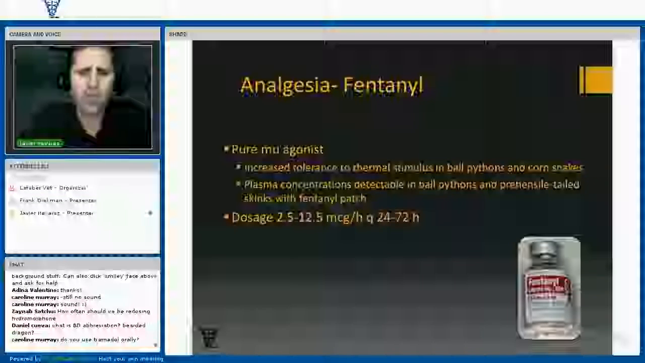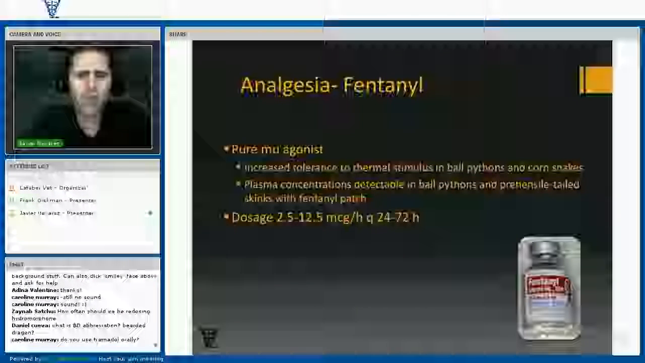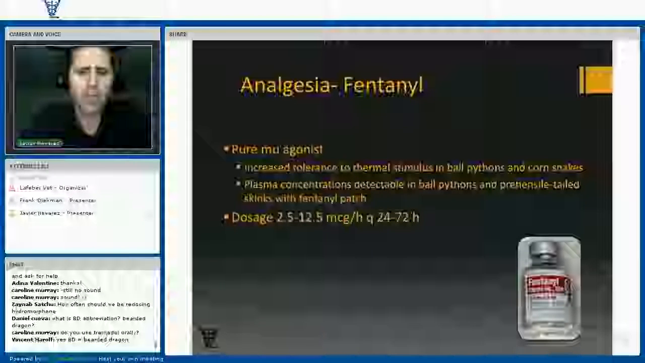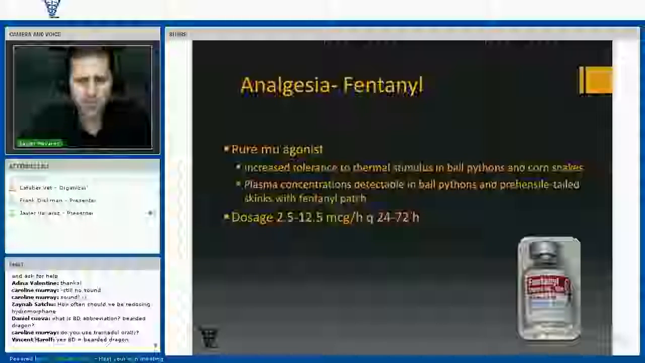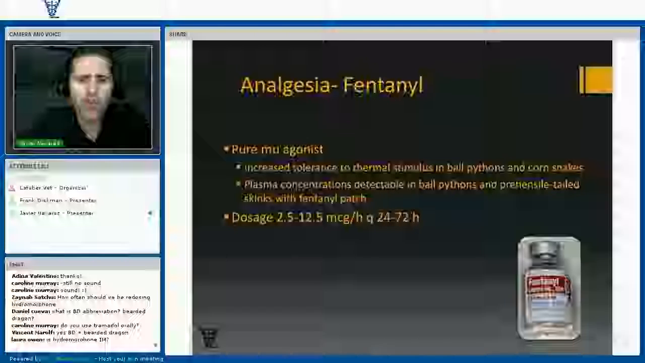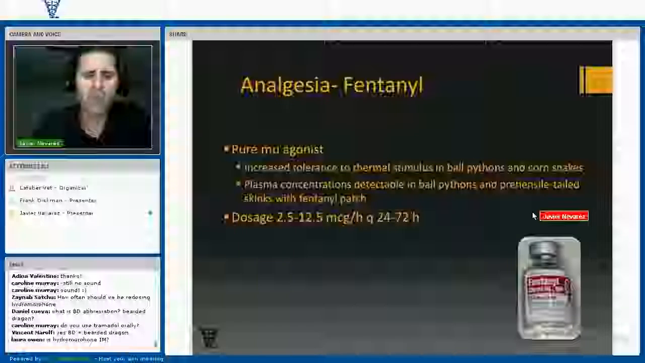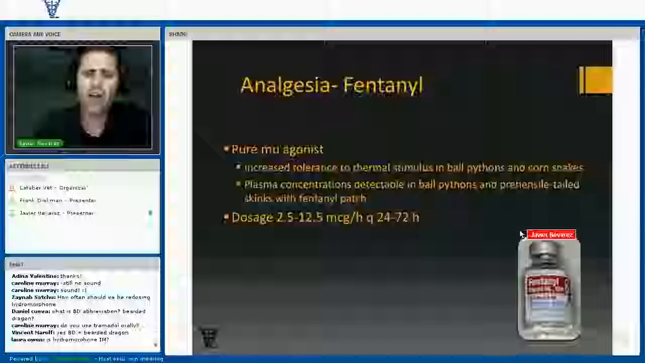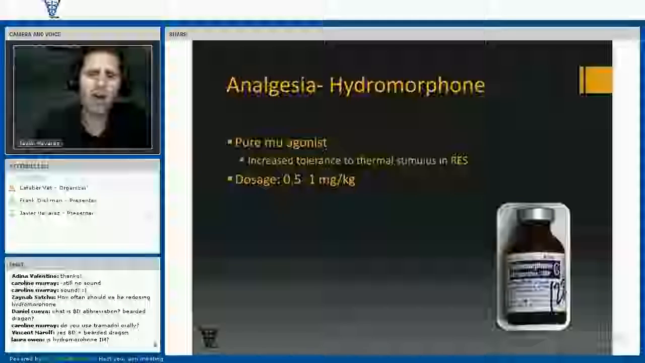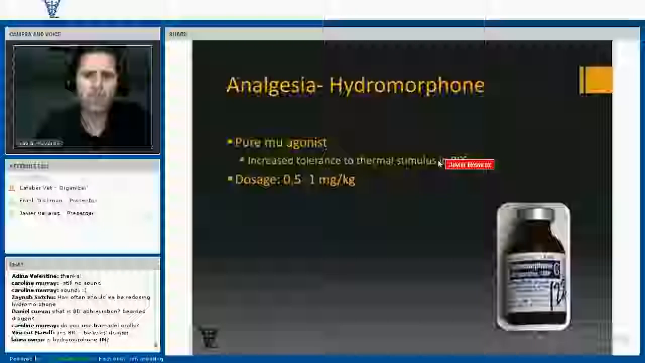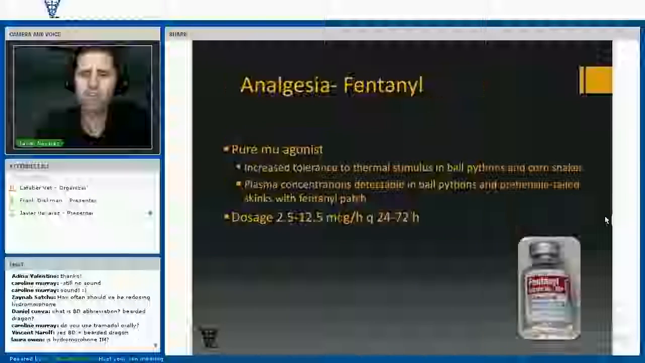Fentanyl is another one that's had some interesting studies also. There's some information in ball pythons and corn snakes from an injectable formulation, as well as a patch study done by Gamble in ball pythons and skinks, where they did measure some absorption of the drug. This is not something that a lot of people that I know are using constantly, but it's definitely a viable option out there. And yes, BD is bearded dragon, sorry. A lot of people are using hydromorphone quite a bit, but fentanyl not so much. And the hydromorphone we're giving either IM or IV.